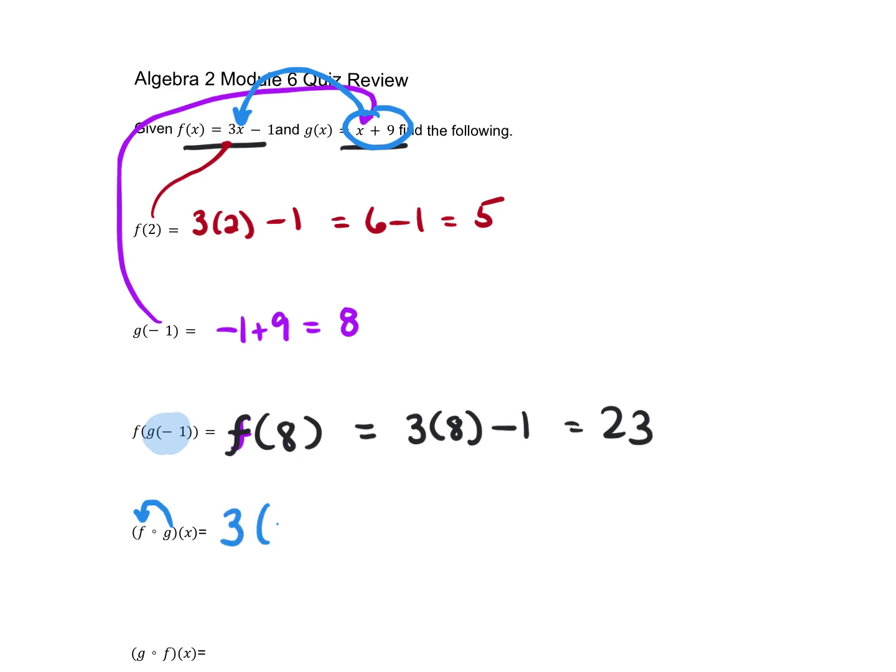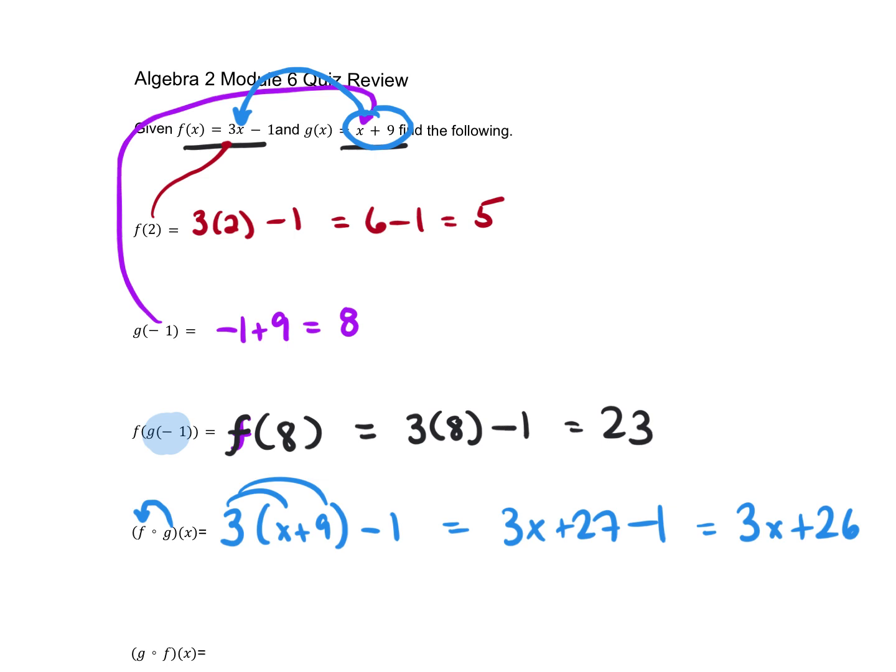So we'll have 3 times x plus 9 minus 1. Now we can simplify that by distributing the 3: 3x plus 27 minus 1. 27 minus 1 is, of course, 26.